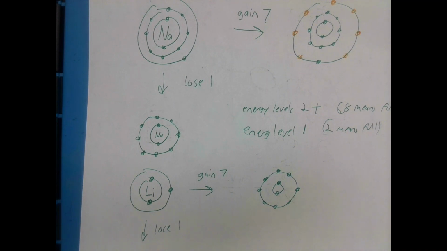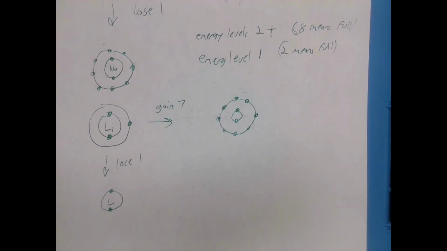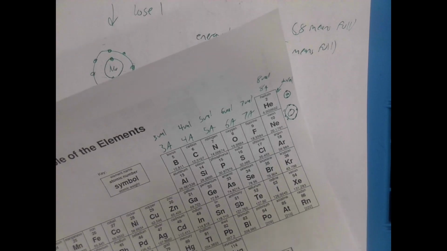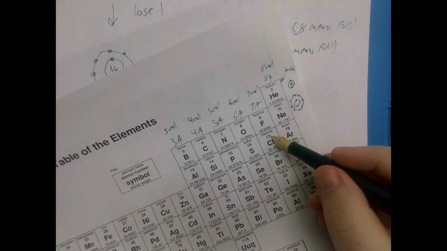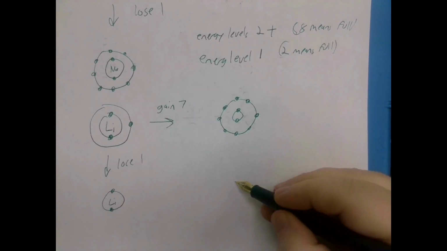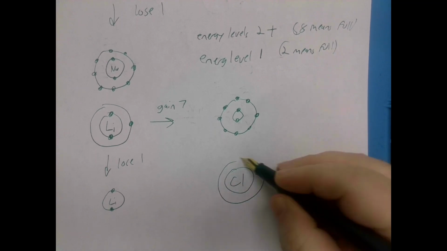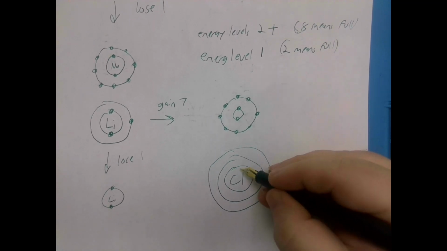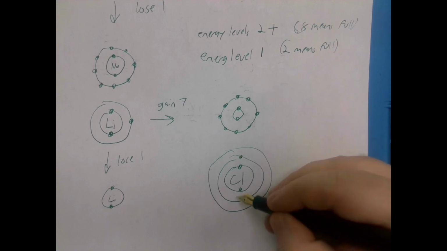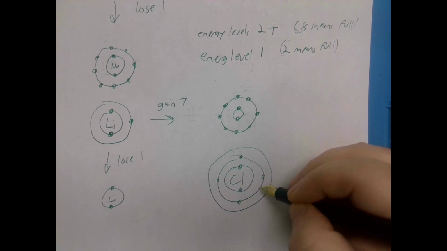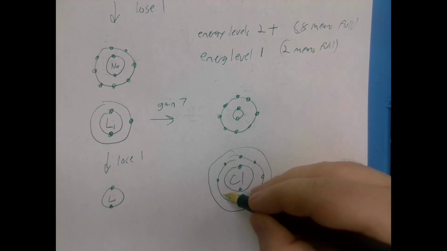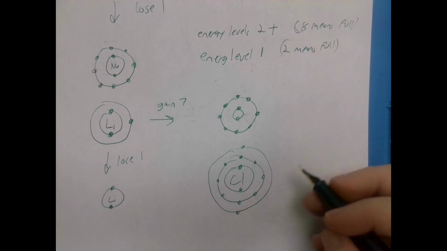Now let's look at chlorine. So chlorine is over here at 17. It's in group 7. So group 7 tells us it has 7, 2 in the middle, 8 here. How many valence electrons does it have? 7.